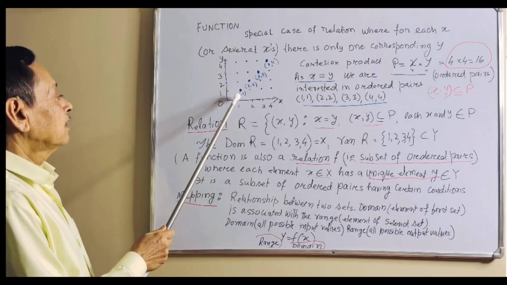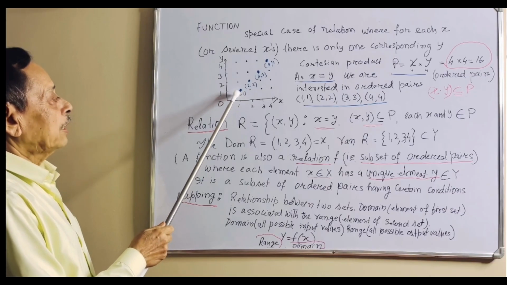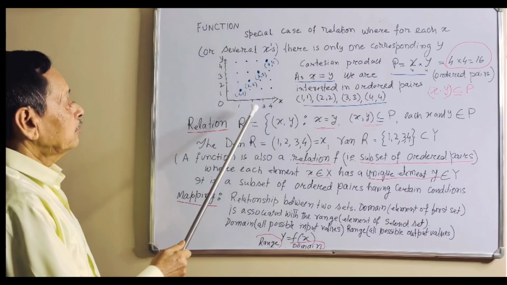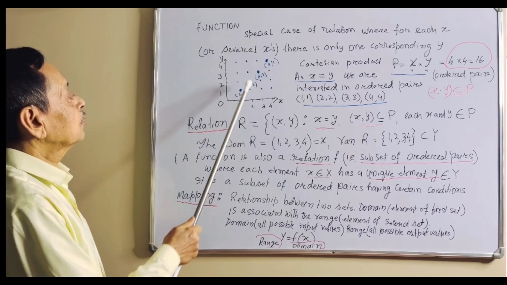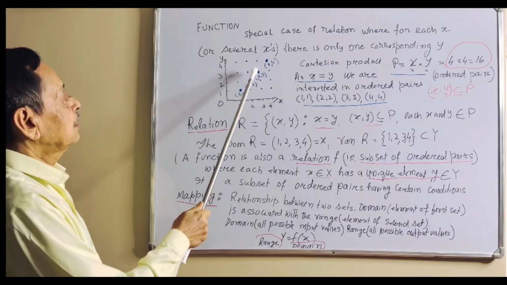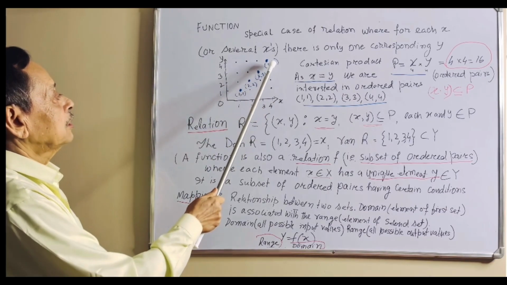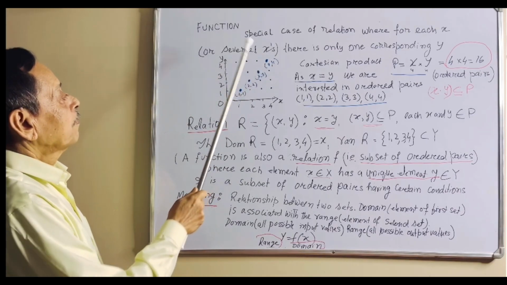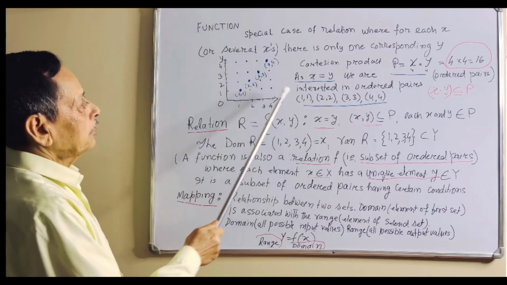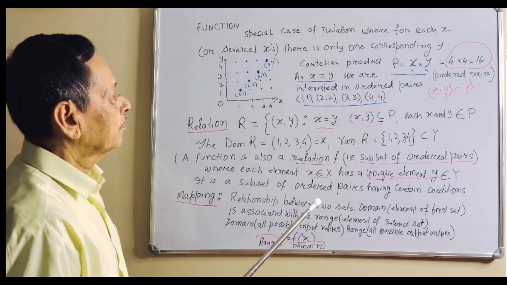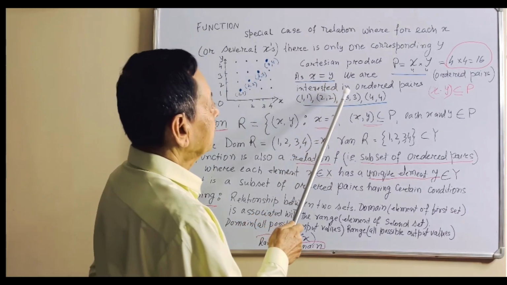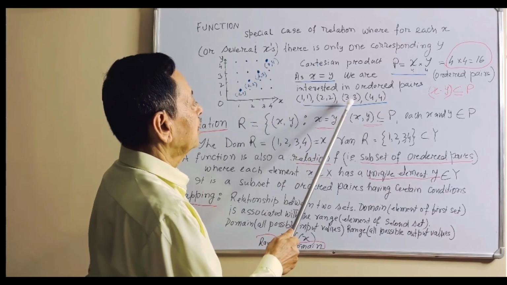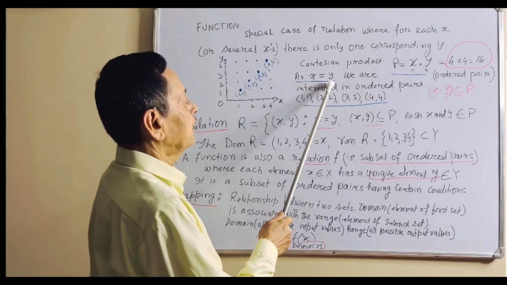So this is the point where x and y are equal. Other points are not equal. Similarly, with respect to 2, it is (2, 2), with respect to 3, it is (3, 3), and with respect to 4, it is (4, 4). The dotted points are the points where x is equal to y. We are interested in ordered pairs, so four ordered pairs: (1, 1), (2, 2), (3, 3), (4, 4), because the condition is given.